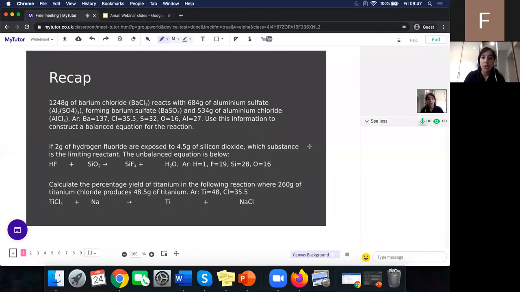The first question on the screen is about constructing a balanced equation from the moles and masses that we've got on the screen. Before we tackle this question, I just want to say that normally you wouldn't be given the formulae of each of the compounds there. So you can see we've got barium chloride, aluminium sulfate, and barium sulfate. Usually you wouldn't be given those. I've given them here just for simplicity. But what I will do is go through now how you would work out those compounds.